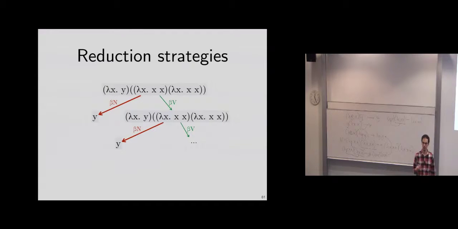But it sometimes caused us problems because if the argument didn't terminate when we tried to evaluate it, and if, in particular, the function was never going to use its argument anyway, then call by name is going to terminate. Call by value is going to diverge. It's going to fail to terminate.